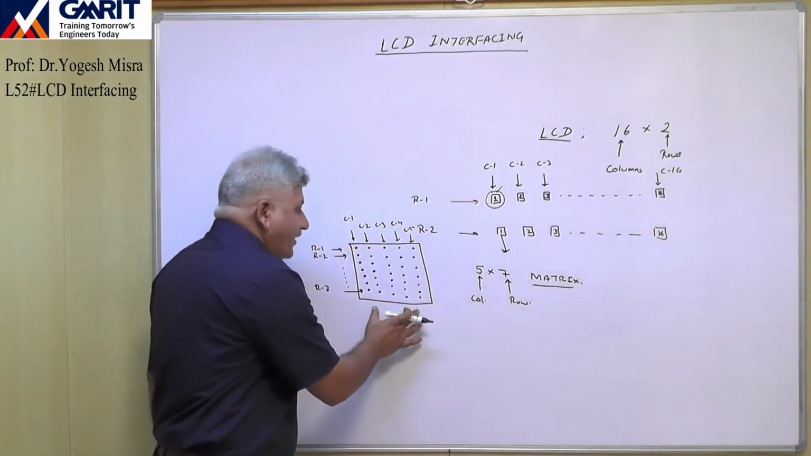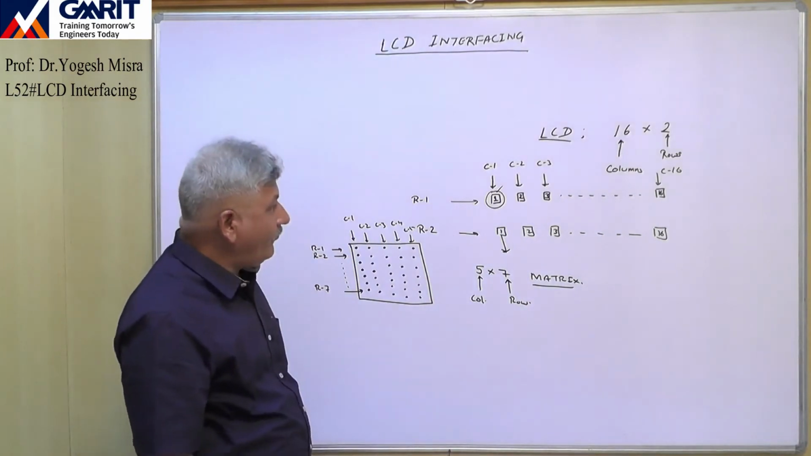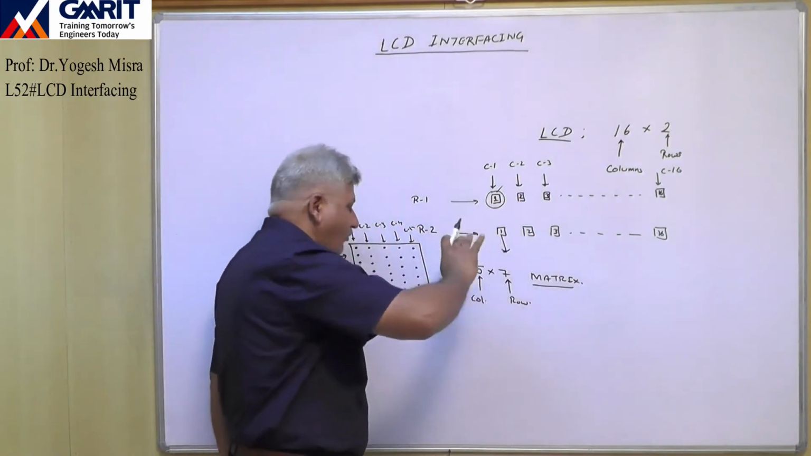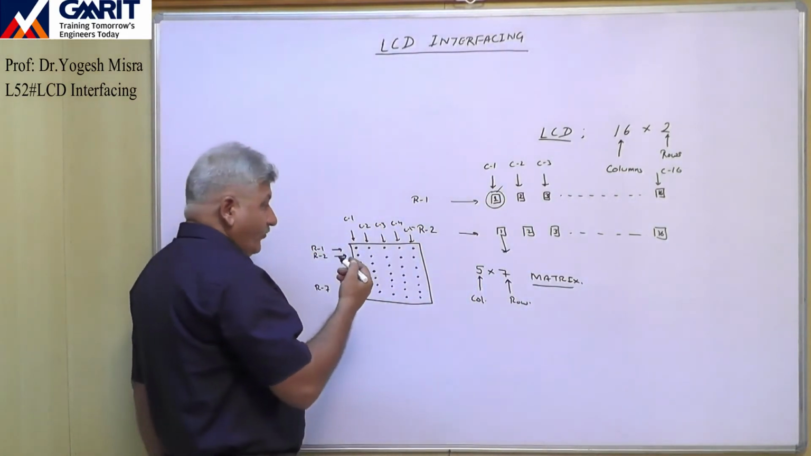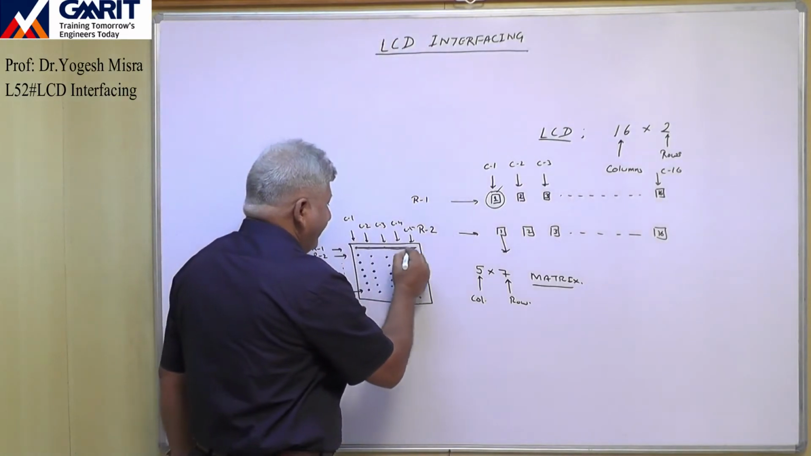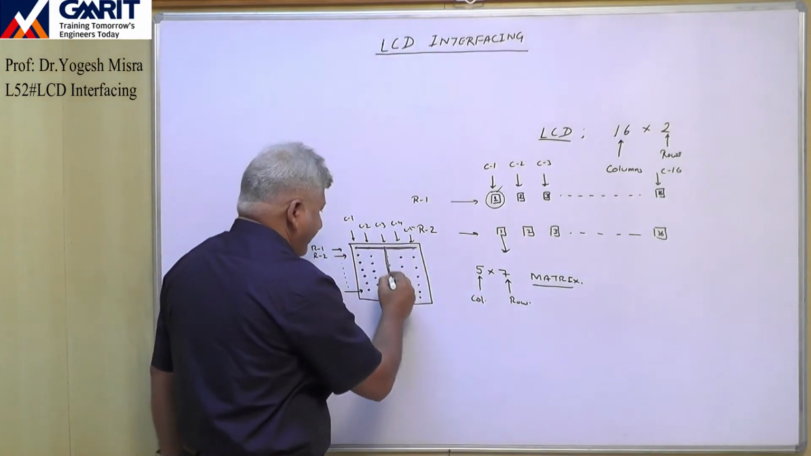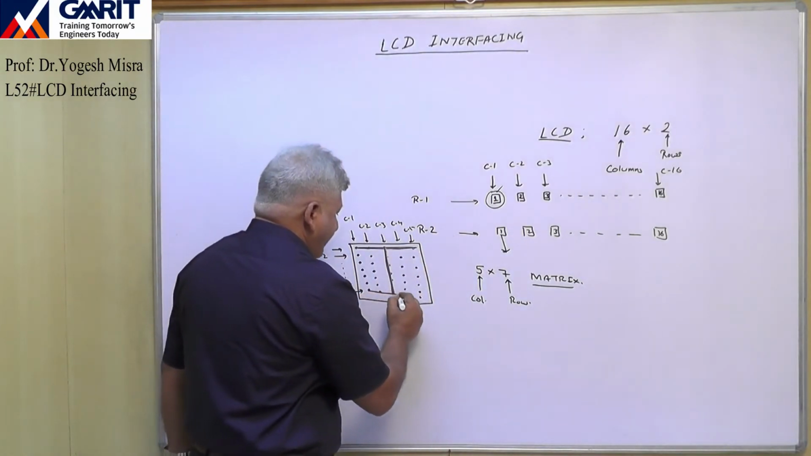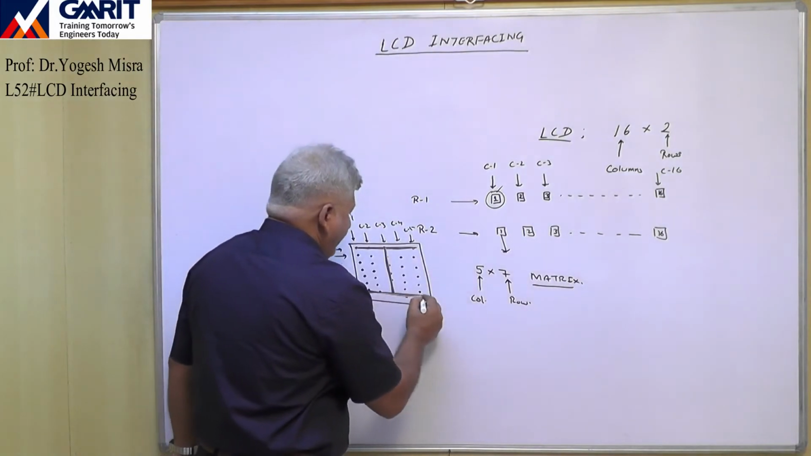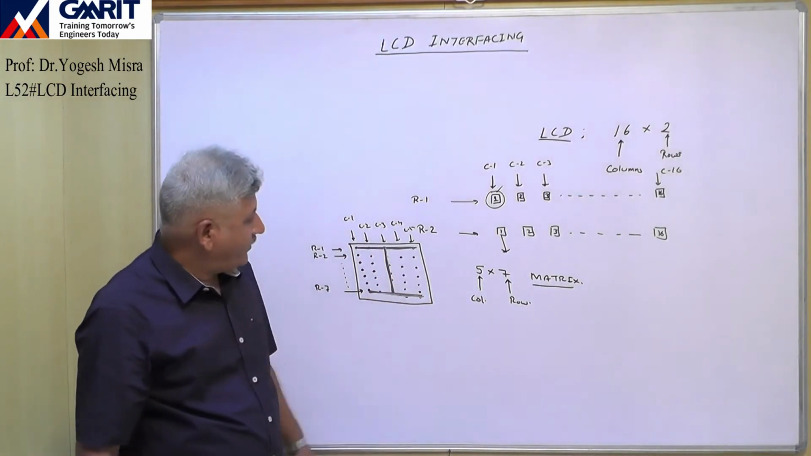So there are total 32 such matrices in the form of 16 columns and 2 rows. So suppose we want to display I, then it will be displayed like this. So these matrices will glow. So in this way we can display I.